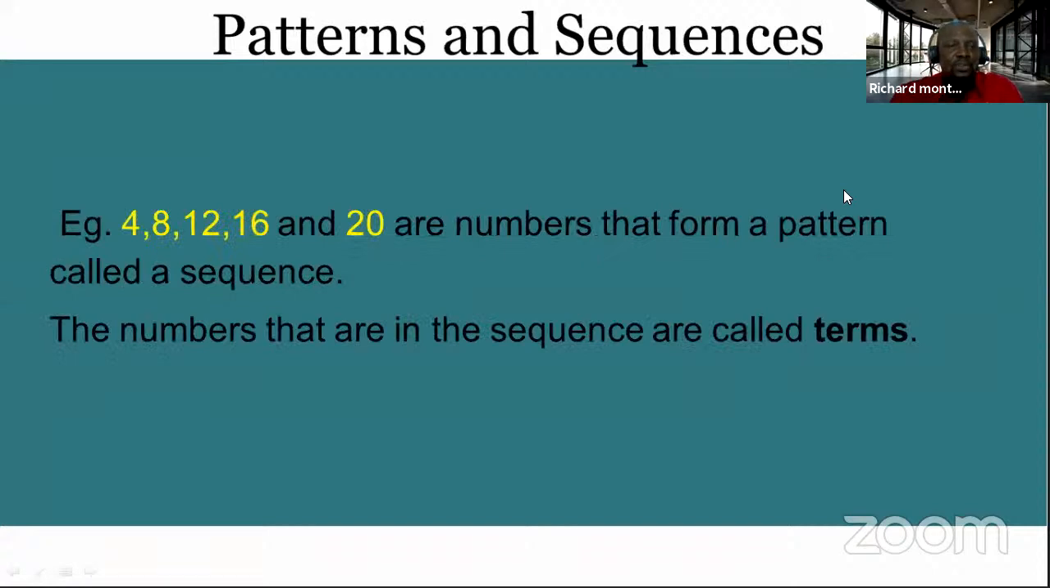All right. So we have an example here: 4, 8, 12, 16, and 20. Now, these are numbers that form a pattern. It's a sequence. Now, there's something I want you to remember. Each of the numbers that we're looking at is called a term in the sequence. So the first term is 4, the second term is 8, the third term is 12, and the fifth term would be 20 in this instance.